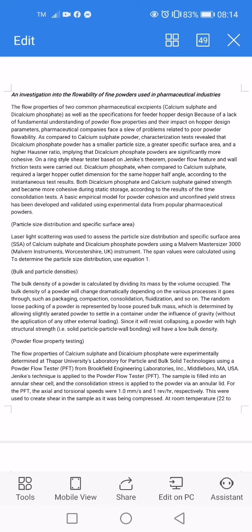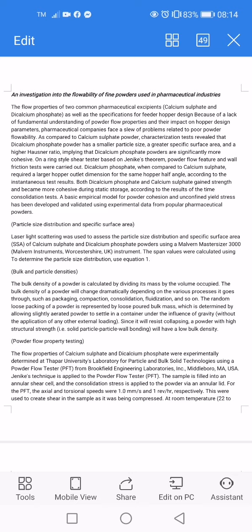So next is powder flow property testing. The flow properties of calcium sulfate and dicalcium phosphate were experimentally determined, according to them, in TAPAR University's Laboratory for Particle and Bulk Solid Technologies using a powder flow tester from Brookfield Engineering Laboratories in Middleborough, USA. So the technique is applied to the powder flow tester.